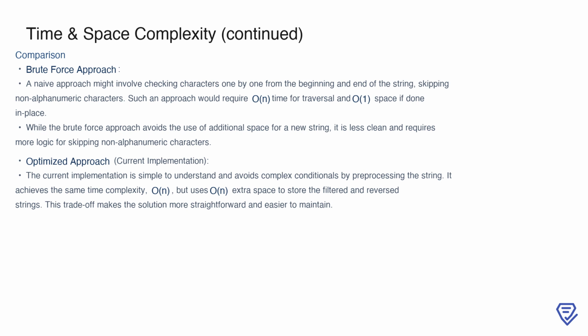While it uses O(n) extra space to store the filtered and reverse strings, this trade-off leads to cleaner, more maintainable code while maintaining the same O(n) time complexity. This makes the optimized approach a practical and efficient solution for the problem.